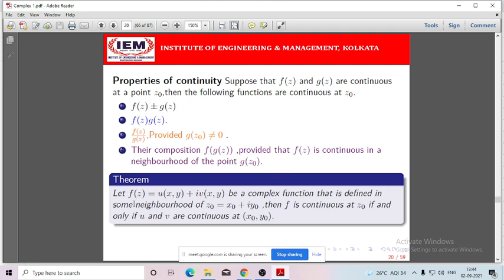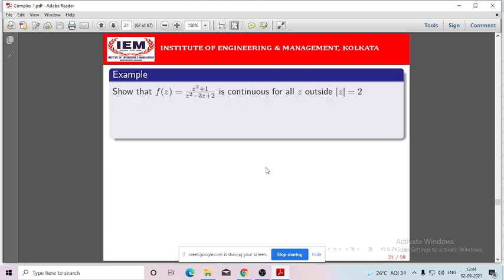So these two properties, for limit as well as for continuity, will be valid if we consider the function of a complex variable only, otherwise they will not be valid. In this problem, the function, that is a quotient function, is continuous for all the values of z outside mod z equals 2.